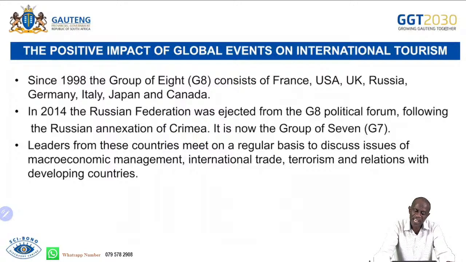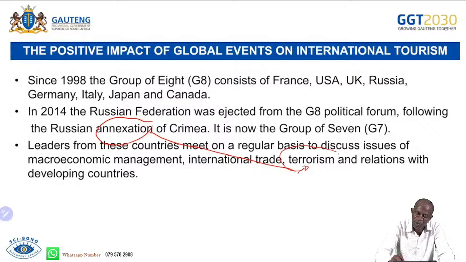These 7 have their economy very stable and are willing to assist countries that are poor. Leaders from these countries meet on a regular basis to discuss issues of macroeconomic management, international trade, terrorism, and relations with developing countries. So Russia withdrew itself because the act of annexation is classified as an act of terrorism, and it is not an acceptable principle in this group of rich countries of the world.